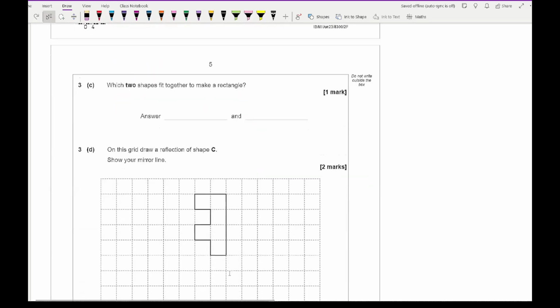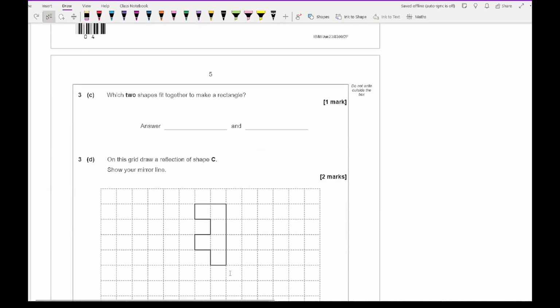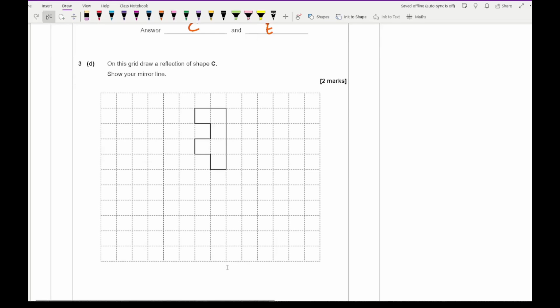Moving on to question 3c, it says which two shapes fit together to make a rectangle? For this, the two that you want to write in any particular order are going to be C and E. It then says for 3d, on the grid, draw a reflection of shape C. And it says show your mirror line.